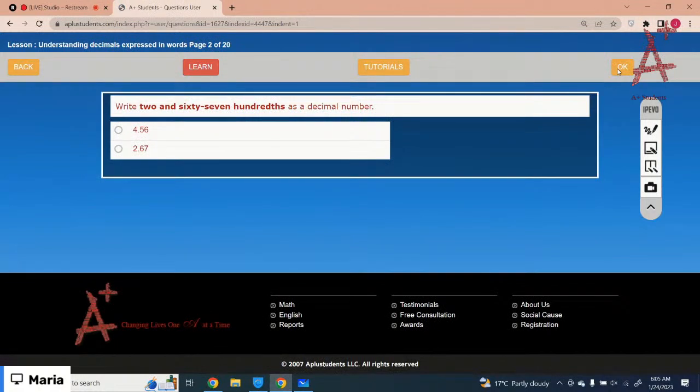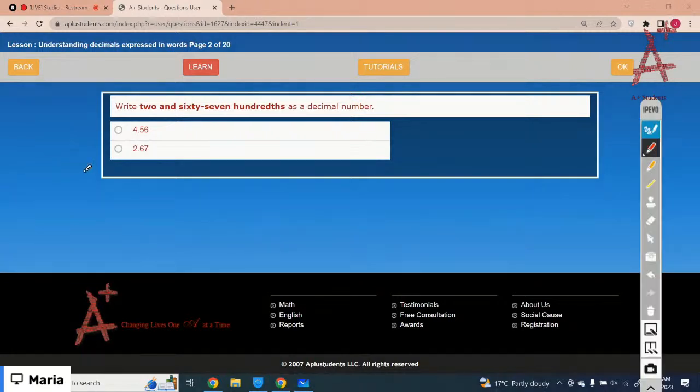Okay, the next one is 2 and 67 hundredths. So which of the options is the correct one? 2 is the whole number, and it will be 2.67. Got it? The correct option is the second one, that would be 2.67. Yes, that is 2.67.